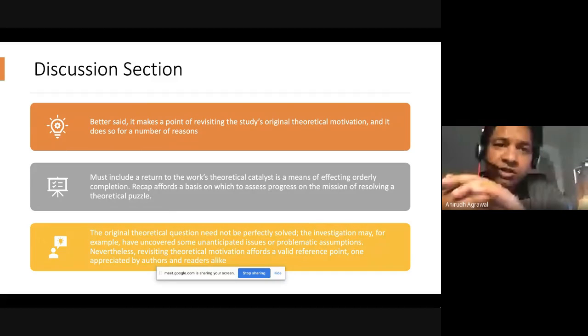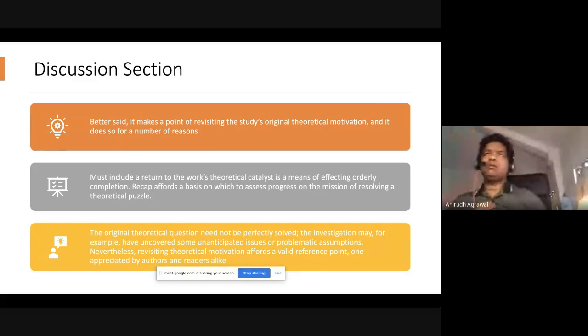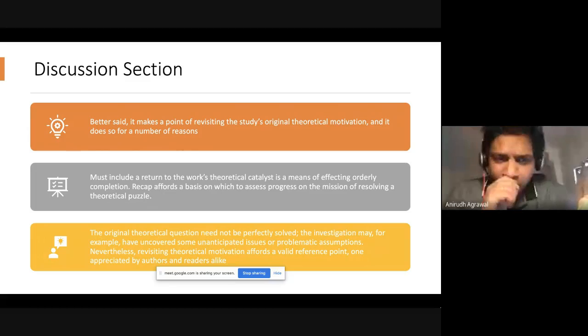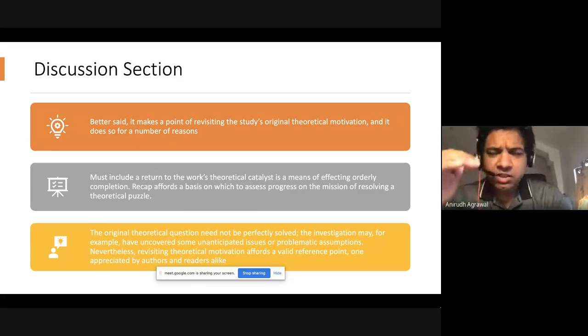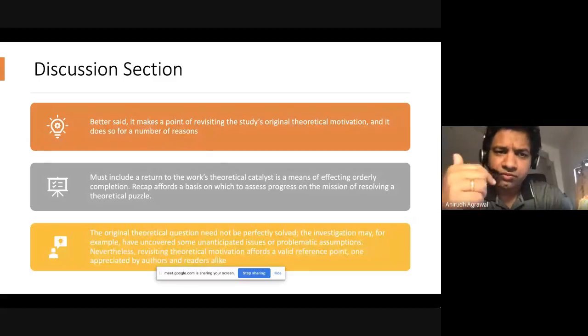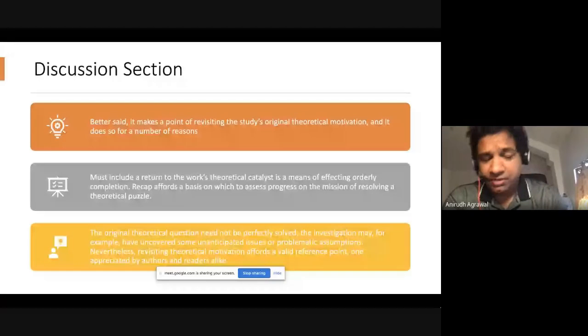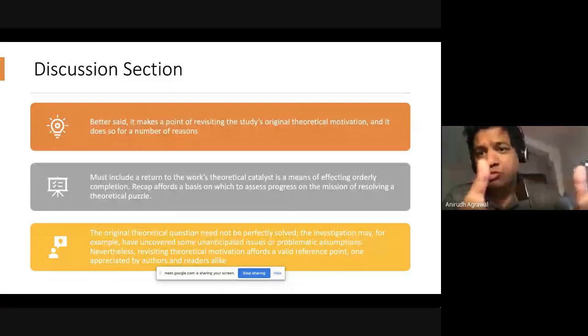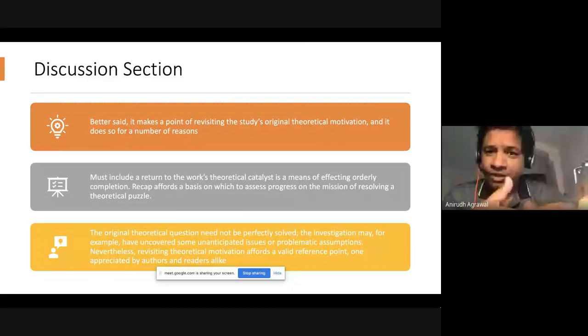Must include a return to the work's theoretical catalyst as a means of effecting orderly completion. Recap affords a basis on which to assess the progress on the mission of resolving a theoretical puzzle. I took the next 3 or 4 slides completely from the Academy of Management Journal, and they have a certain way of looking at things. So when I'm reading this, I'm actually reading what the Academy of Management Journal is looking at. So it's very important.